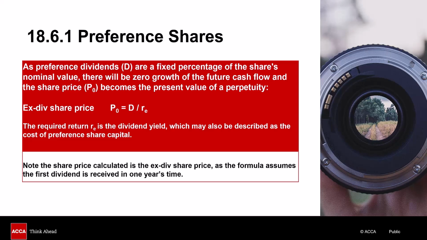Now, as preference share dividends are a fixed percentage of the share's nominal value, there will be 0 growth of the future cash flow, and the share price becomes the present value of a perpetuity because they're irredeemable. So the ex-div share price is going to be the dividend in dollars divided by the required return from the preference share holder. And remember, that are both pre-tax. There's no tax deduction on that dividend, and the required return is from the investor's point of view.